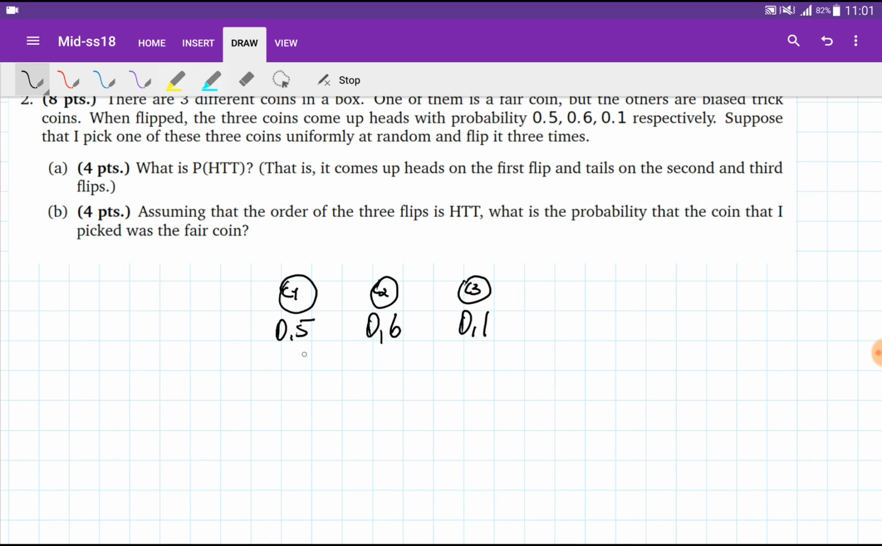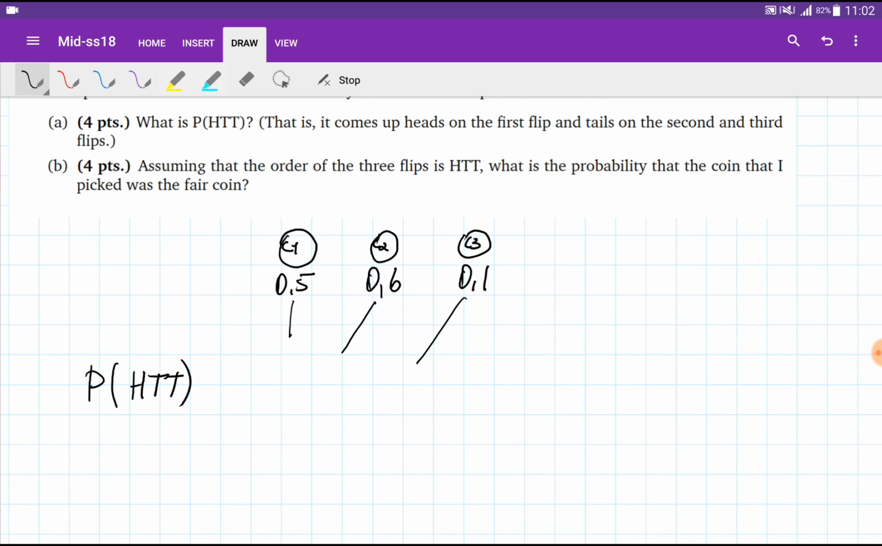If we choose one of the coins randomly, this coin or this coin or this coin, and if we flip this coin, what is the probability of having heads, tails, and tails, right? So we need to evaluate the probability of having heads, tails, tails for the first coin, for the second coin, and for the third coin. Then, using the law of total probability, we need to evaluate the probability of having heads, tails, tails for any of the randomly chosen coin, right?